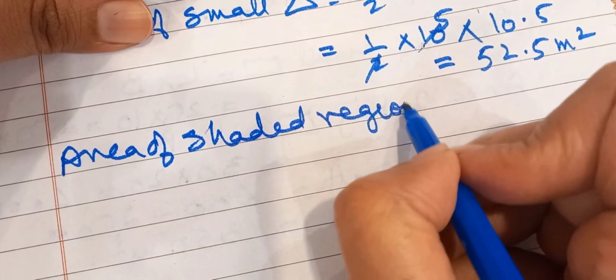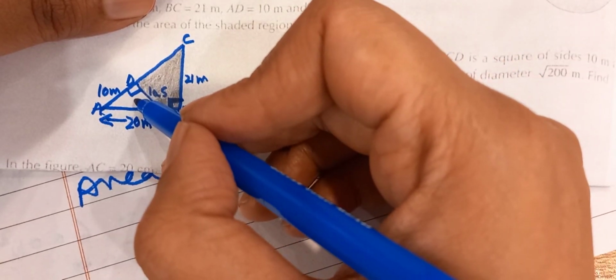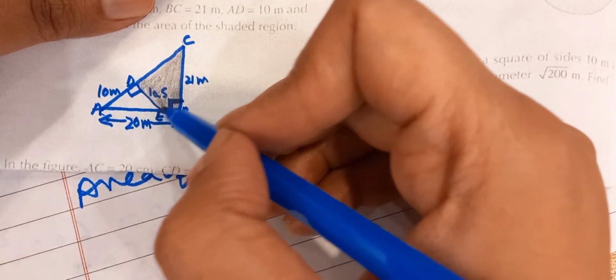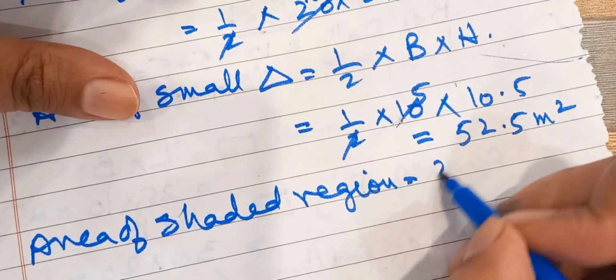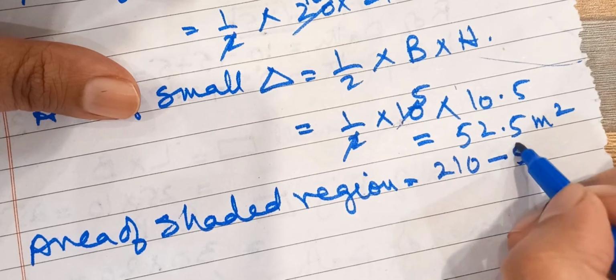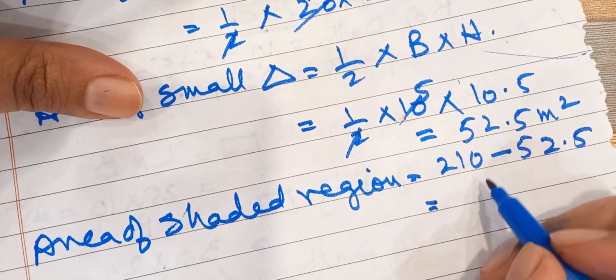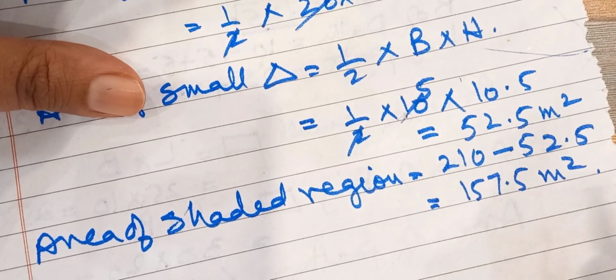Now area of shaded region is equal to, how am I going to calculate the area of the shaded region? I have calculated the area of the big triangle and the area of the small triangle. From the big triangle I will remove the area of the small triangle and I will get the area of the shaded region. So hence area of the big triangle is 210 and small triangle is 52.5. After subtraction I get the result which is 157.5 meters square. Hence, this is your answer.